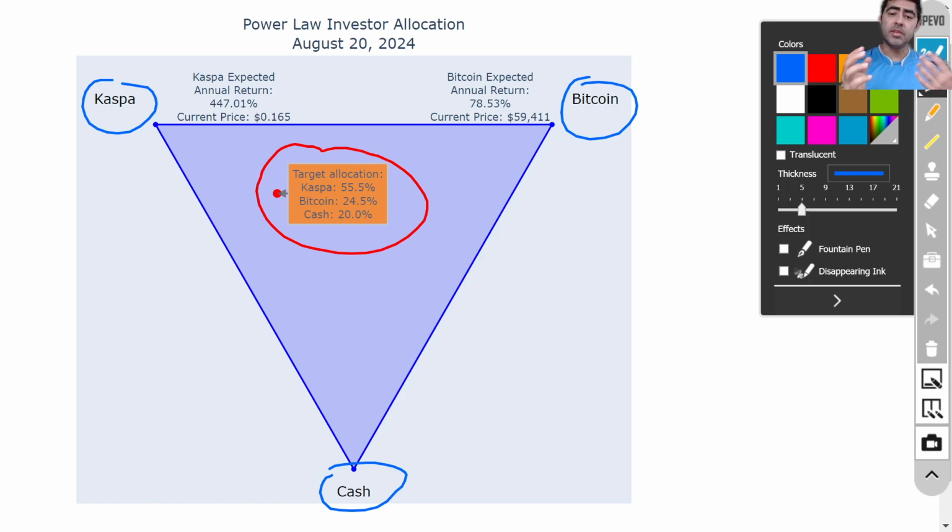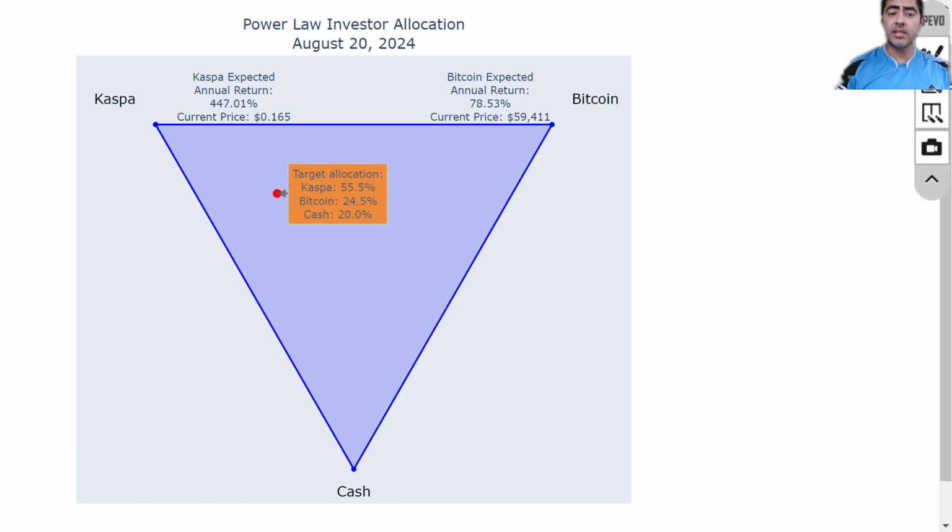And based on what the pricing of the asset is at a current moment in time and what the power law is telling us. So as you can see, this is what the current pricing is right now, with Kaspa trading at $0.165, and we have Bitcoin at around 59,411. And on this triangle, we also have what the expected annual returns are going to be. In Kaspa, it's north of 400%, almost 450%, and for Bitcoin, it's about 80%. And Cash, we've assumed, has a 0% return. So I'll explain how these numbers and expected returns were calculated.